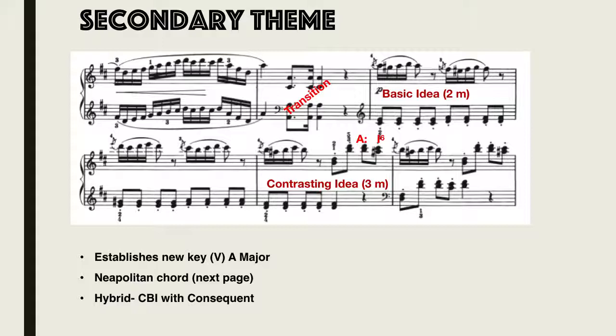The secondary theme is now modulated into the key of A major, which is the 5 in the key of D major, which is supposed to happen. I've called the secondary theme a hybrid. It's a CBI with a consequent. You can see my basic idea, my contrasting idea. I would like to use this later in my detailed analysis, so I'm only going to touch over some of the interesting things. Let's move on.